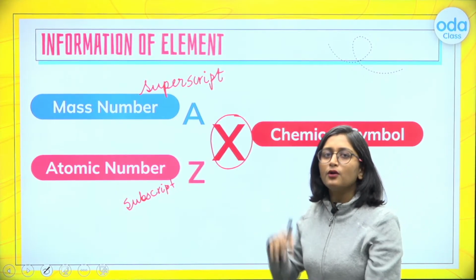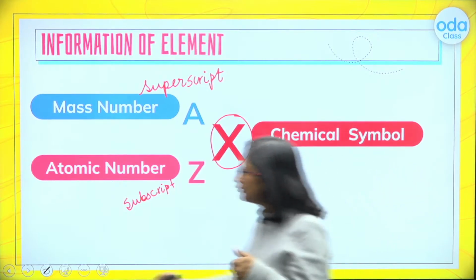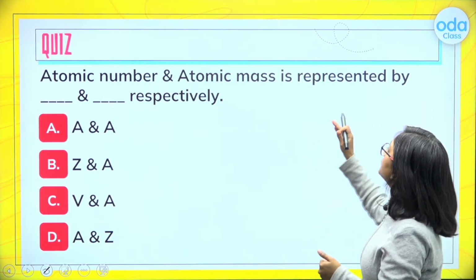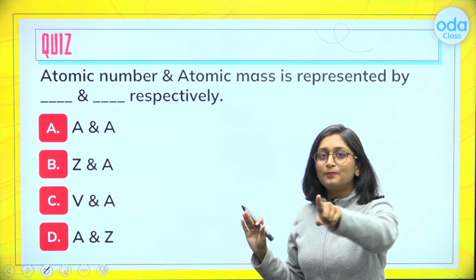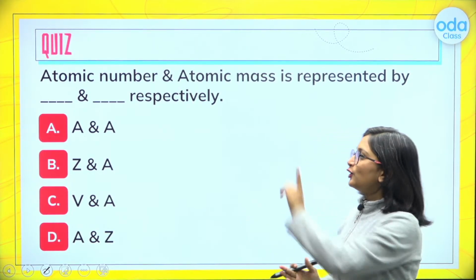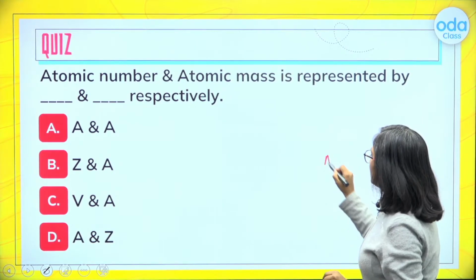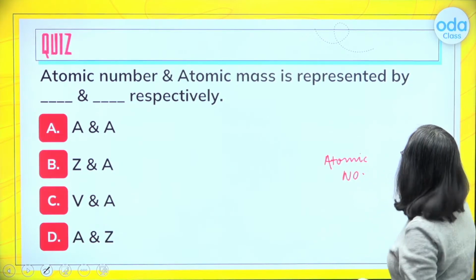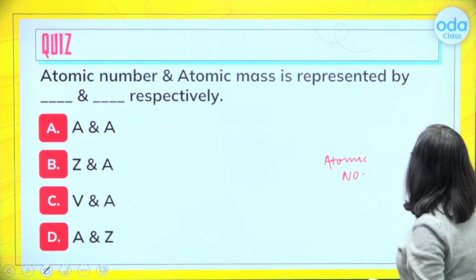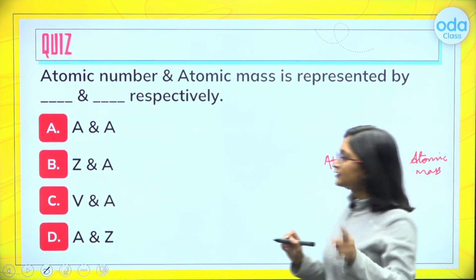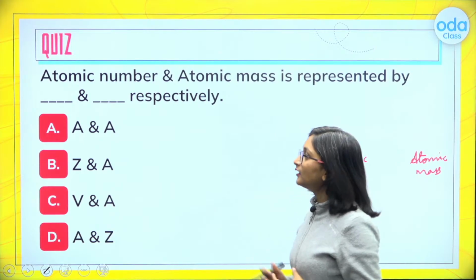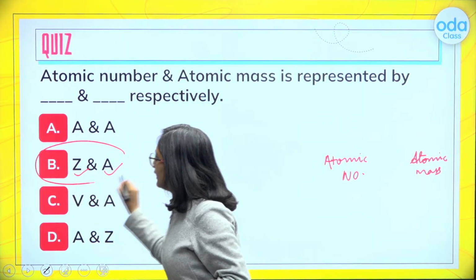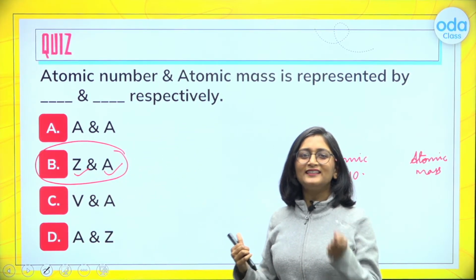Where should be the atomic number? Where should be the mass number? Done. Shall we move forward? How is it associated with the term? The atomic number and the atomic mass, which is the mass number, are represented by dash and dash respectively. Respectively means you have to tell me firstly about the atomic number and then about the atomic mass or the mass number, right? Come on, let me know. Just write in the comment box. So what would that be? Atomic number we know is Z. Well, atomic mass would be A, right? So agree that D is the correct answer.